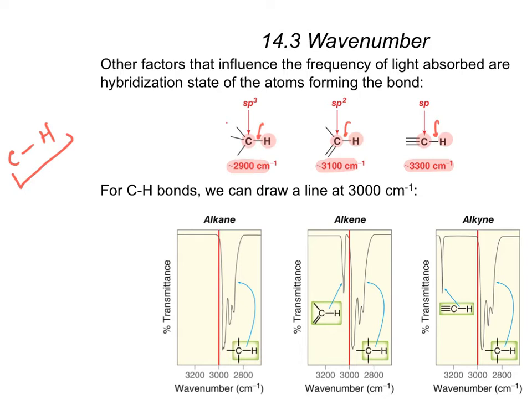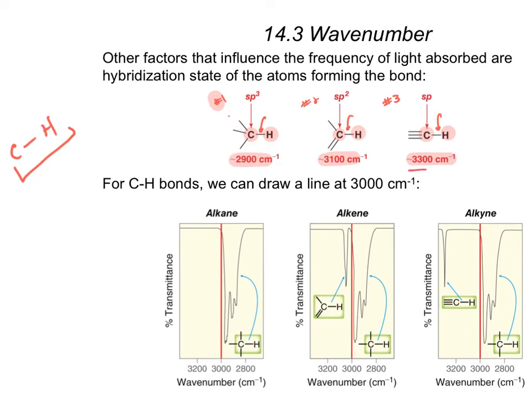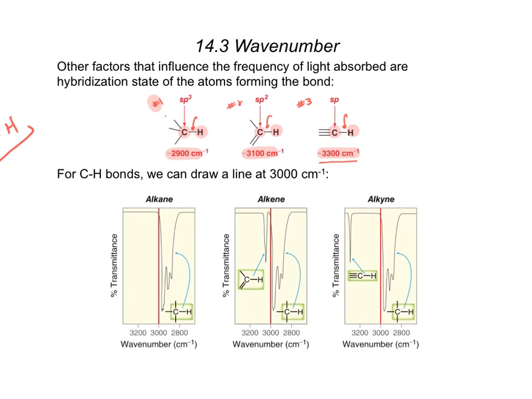We'll call this guy number 1, this will be number 2, and this will be number 3. Who absorbs at a higher energy? 3, right? Because specifically 3,300 is a larger frequency, a larger wave number than 2,900 or 3,100. Why would that need more energy? Going back to the two things that affect this, mass and the force constant, the bond strength. It has a higher force constant. It must have a higher force constant because the mass is the exact same, but why does it have a higher force constant? Why is this bond stronger than this bond or this bond?